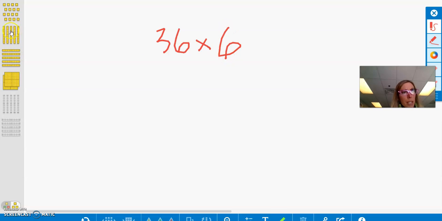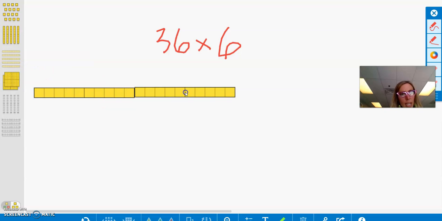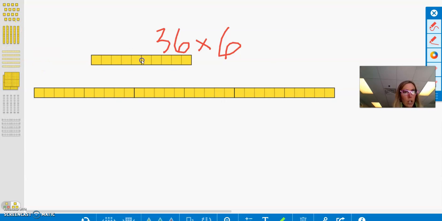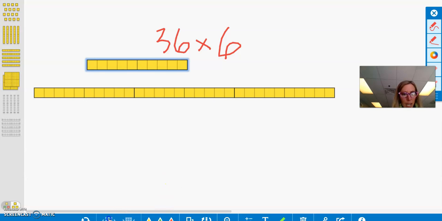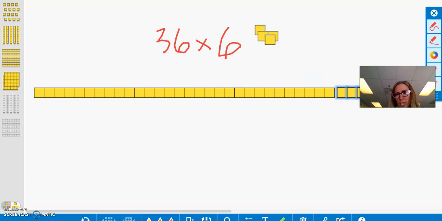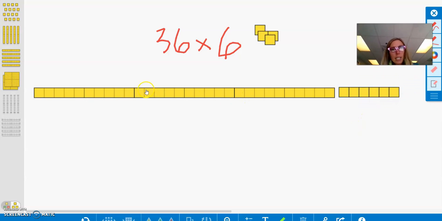I could use my pieces over here. And I could go 10, 20, 30, and then 6 more, right? I could break it up, take off the 4 to just get 6, and then take this guy and attach it over here. So I have my 36. Okay, there's my 36. But it says 36 times 6.